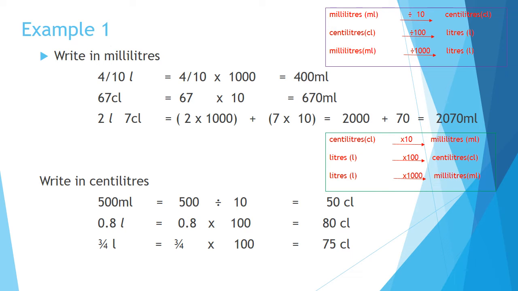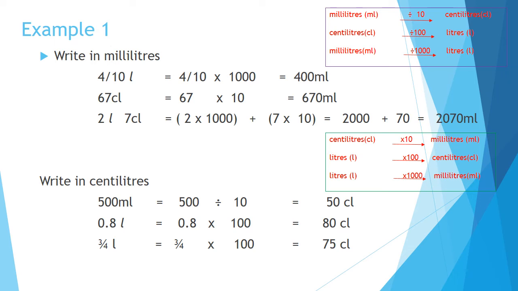Look at the next one. 67 centiliters. We have to turn it into milliliters. Again, bigger unit into a smaller unit, so we have to multiply. For centiliters to milliliters, you should multiply by 10. So the answer will be 670 milliliters.